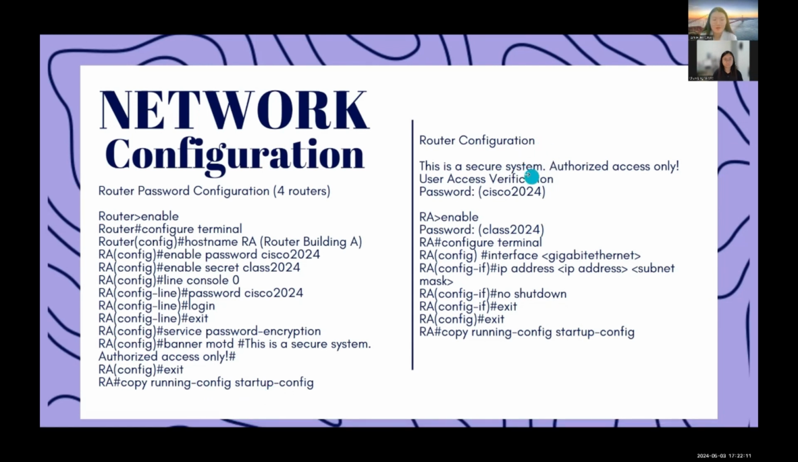Okay, next for the IP configuration, we enter the secret password and the password of the console line. We enter all the interfaces with the IP address and subnet mask and set them to no shutdown. And the last, copy run start, to save all the setup.